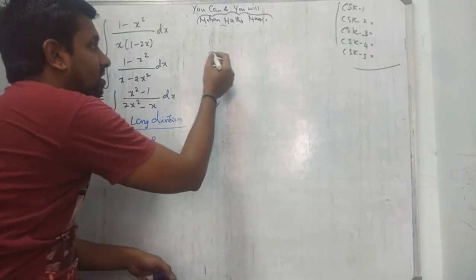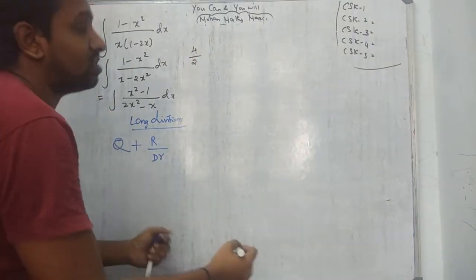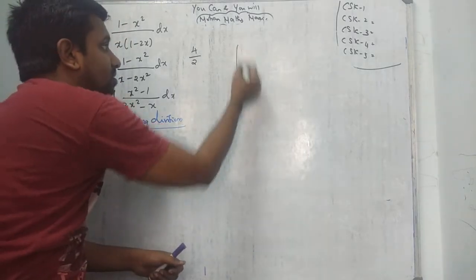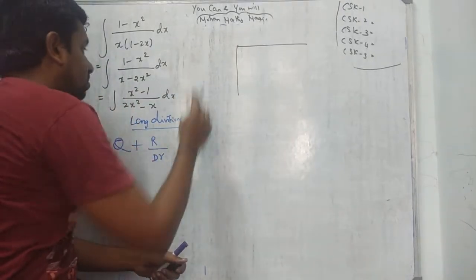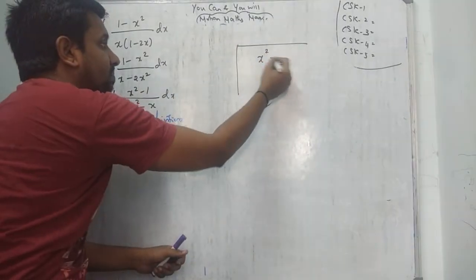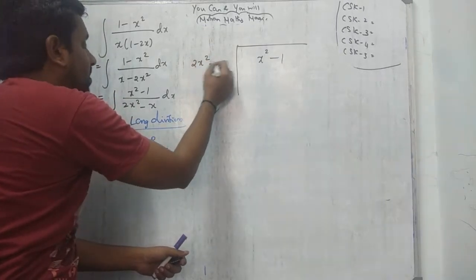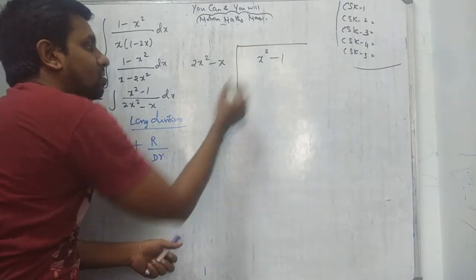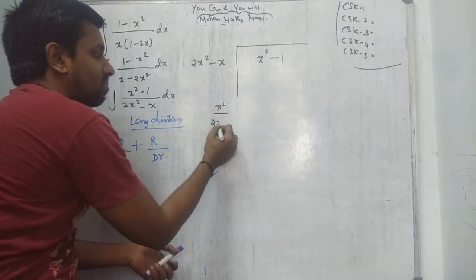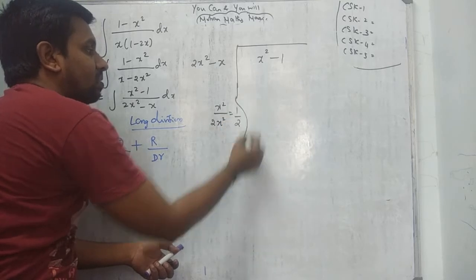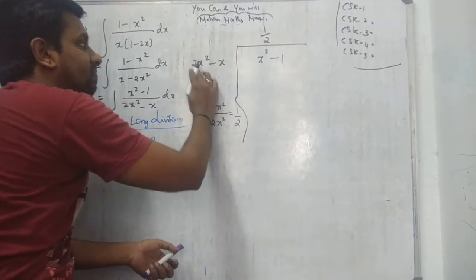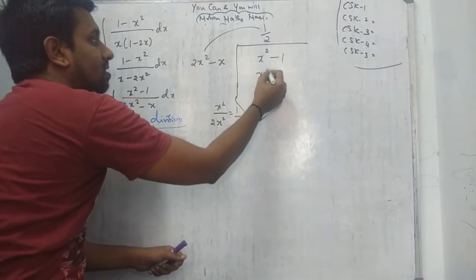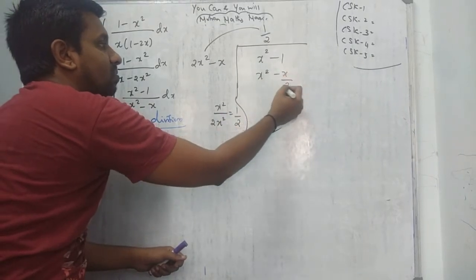So long division method, another 4 by 2 now, which is divisor, which is dividend. You know that 4 is dividend and 2 is divisor. So I'm teaching you the class 8th portion. That is x square minus 1 inside, 2x square minus x outside. So this is x square and the first term 2x square. I got 1 upon 2. Put this 1 upon 2 in the quotient. Now multiply 2x square into 1 by 2. I got x square minus x by 2.